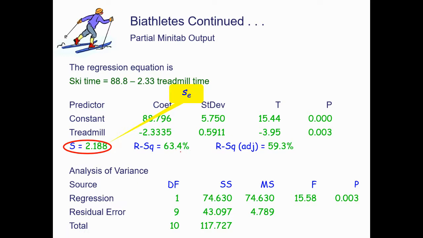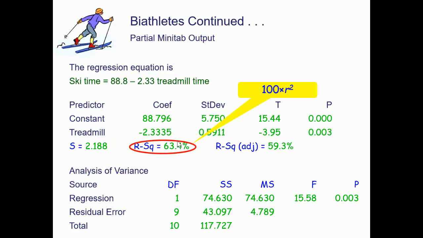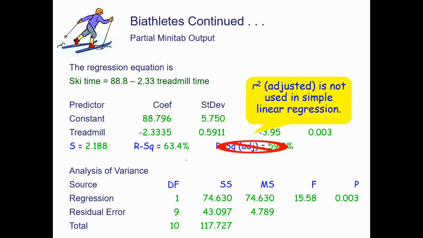What's this 63.4%? What does that represent? That's 100 times your R squared value. So that kind of gives you a hint: R-sq, R squared. Now this R squared adjusted, we don't use that in simple linear regression.